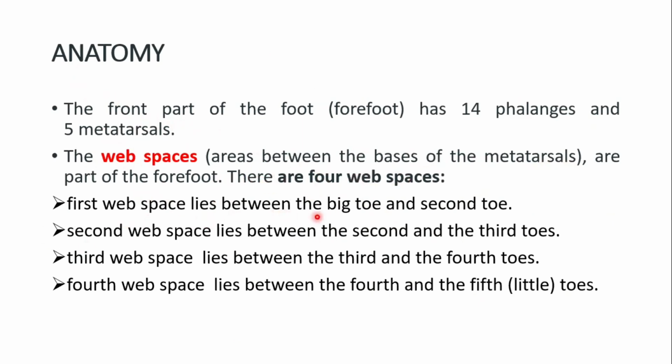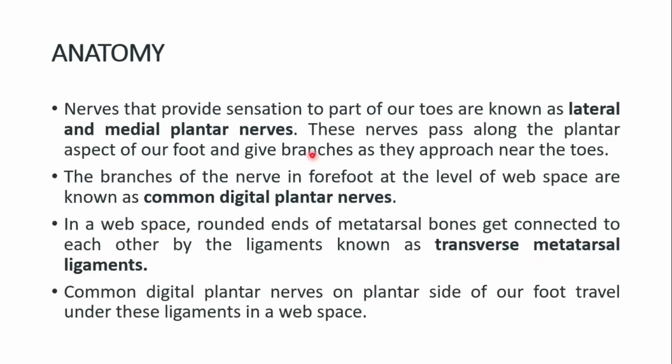First web space lies between the big toe and the second toe. Second web space lies between the second and the third toe. I showed you already, I'm repeating. Third web space lies between the third and the fourth toes. And the fourth web space lies between the fourth and the fifth, that is the little toes. So let's see the anatomy of the condition, Morton's neuroma.